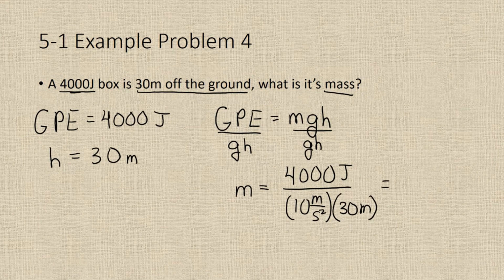Pay attention to the order of operations in your calculator. You want to do 4,000 divided by, open parentheses, 10 times 30, close parentheses, and we will get that the mass of this object is 13.3 kilograms.